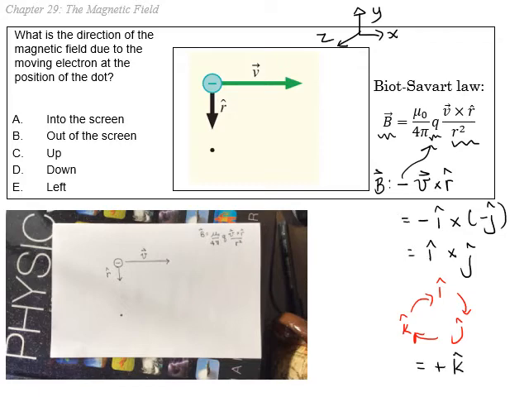So the direction of our magnetic field is in the plus Z direction. That's straight out of the screen, or out of the page, or towards yourself. You can also do it using the right-hand rule.